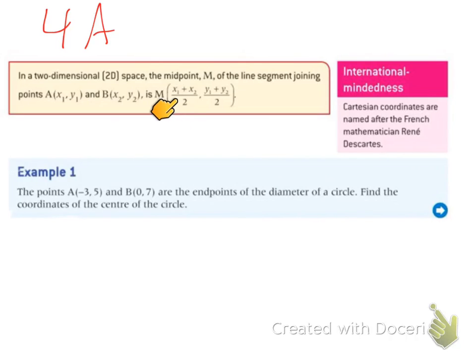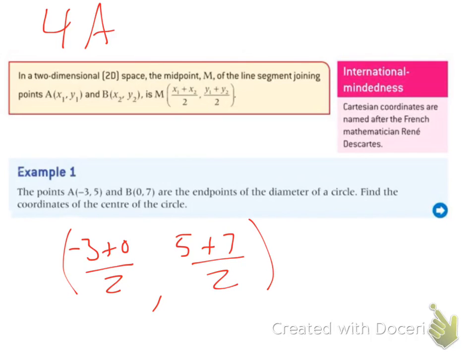Midpoint formula is just average of the x values, average of the y values. Add them up, divide by 2. So obviously example 1 should be pretty nice. Just take -3 plus 0 over 2 and 5 plus 7 over 2. So then you get -3 halves and 6, if we do that correct, or -1.5 and 6. So add them up, divide by 2.